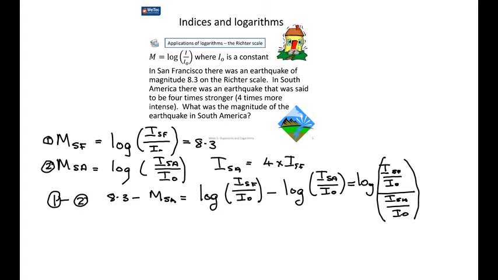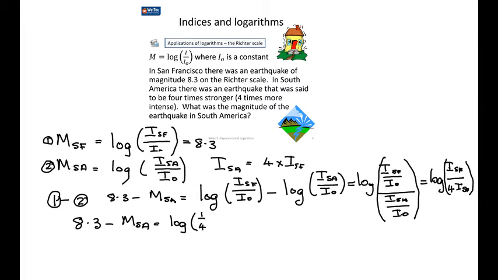And the I_0s cancel out, and using the thing that we know, which is that I_SA is equal to 4 times I_SF, we can rewrite that as the log of I_SF over 4 I_SF. Well, that makes things a lot easier. Now we've got that 8.3 minus the magnitude in South America is equal to the log of 1 over 4.